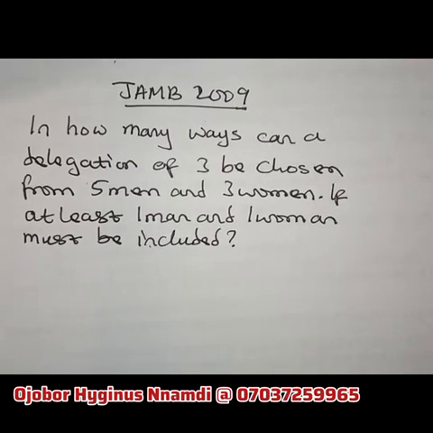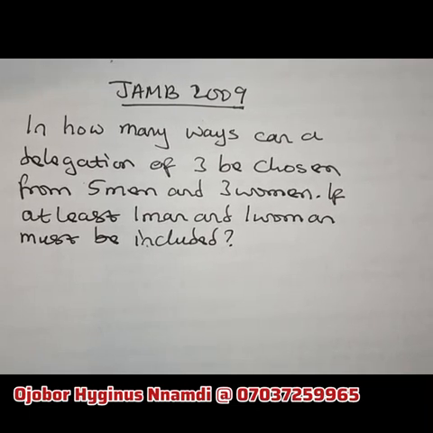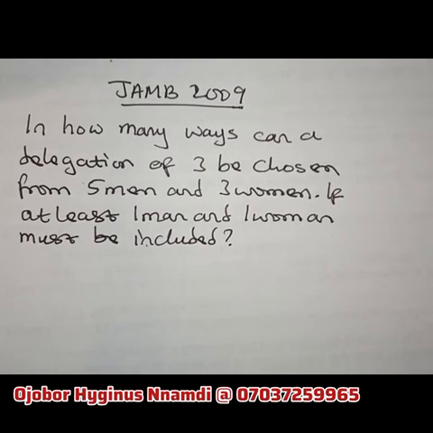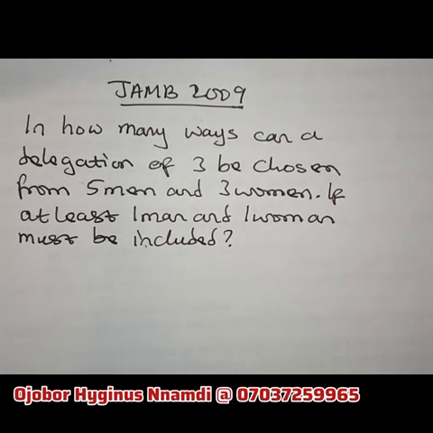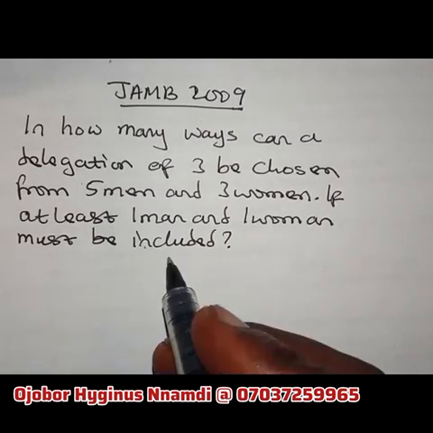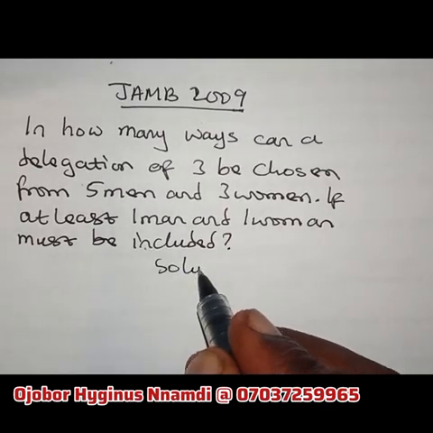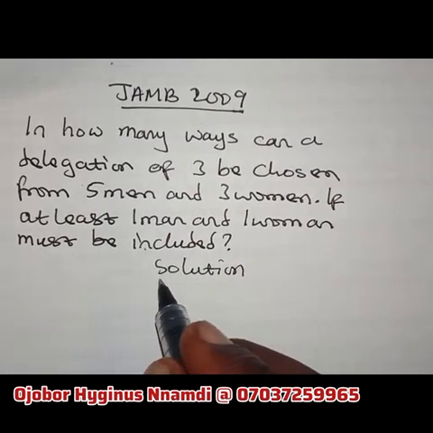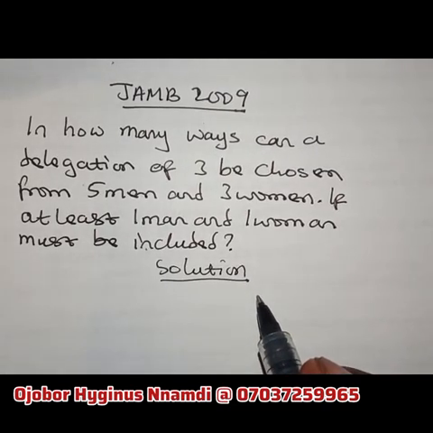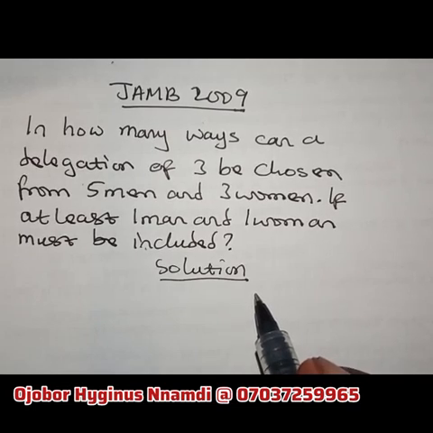This JAMB question says, in how many ways can a delegation of 3 be chosen from 5 men and 3 women if at least 1 man and 1 woman must be included? The delegation of 3, they are 8 in number, but the delegation is not randomly done. You must choose at least 1 man and 1 woman. So how do we do it?